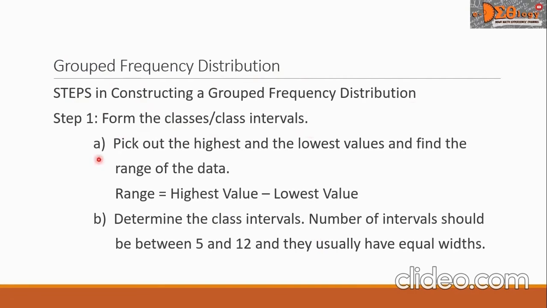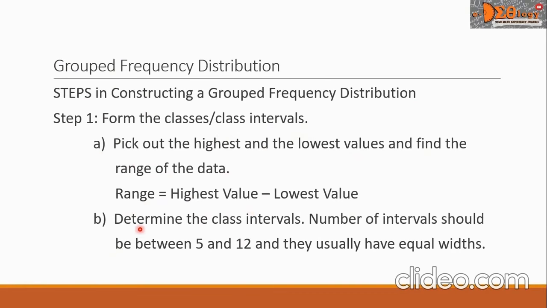The first, or letter A, pick out the highest and the lowest values and find the range of the data. The formula for the range equals highest value minus lowest value.